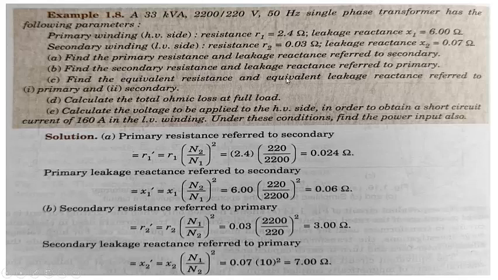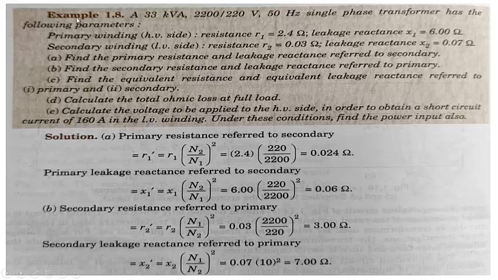Find the equivalent resistance and equivalent leakage reactance referred to the primary or secondary side. Calculate the total ohmic losses at full load. Calculate the voltage to be supplied at the high voltage side in order to obtain the short circuit current, that is 160 amperes, in the low voltage winding. Under these conditions, find the power input also.